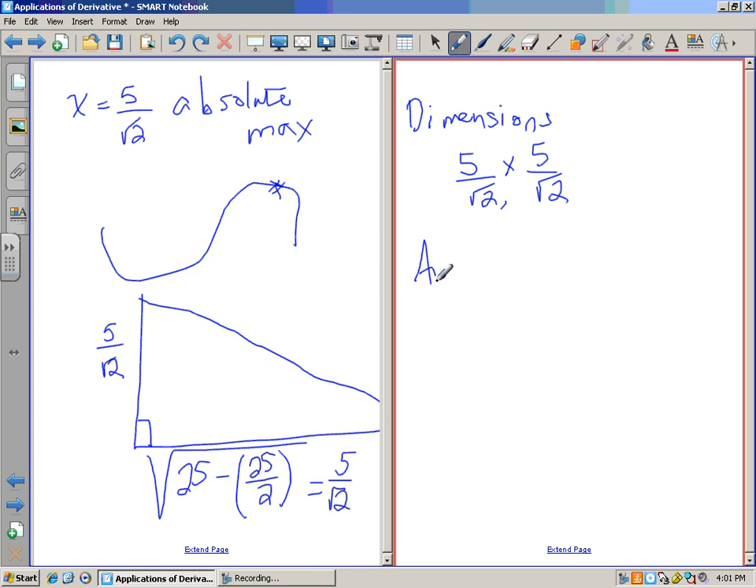And then my area is simply, I can plug it into my area function, or I can do 1/2 times each leg. So my area is 25/4 centimeters squared. So I should probably label these centimeters and centimeters. Whoops. Okay, so here are my dimensions.